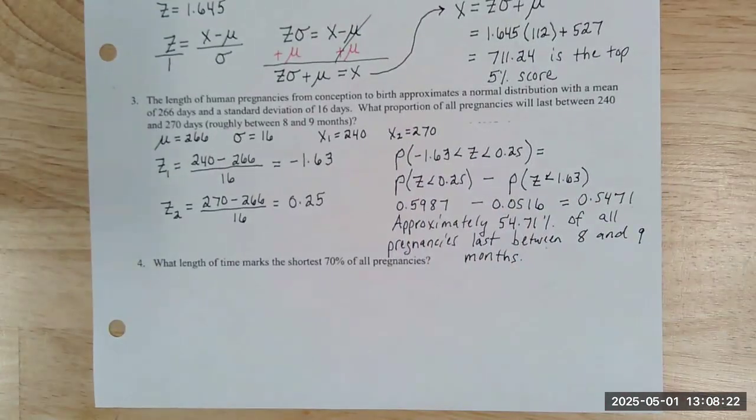Only 54% of pregnancies last between 8 and 9 months. So that means that there's a really good chance your pregnancy lasts longer than that. So that's why a lot of pregnant ladies are like, don't say it's 9 months, man. It's closer to 10 months.